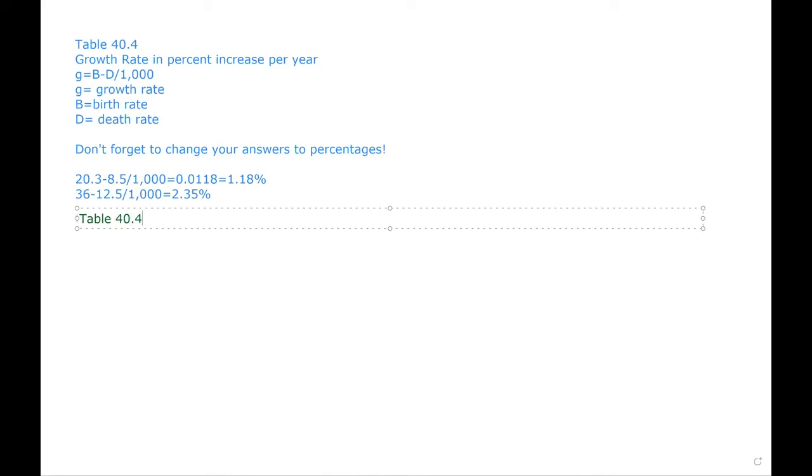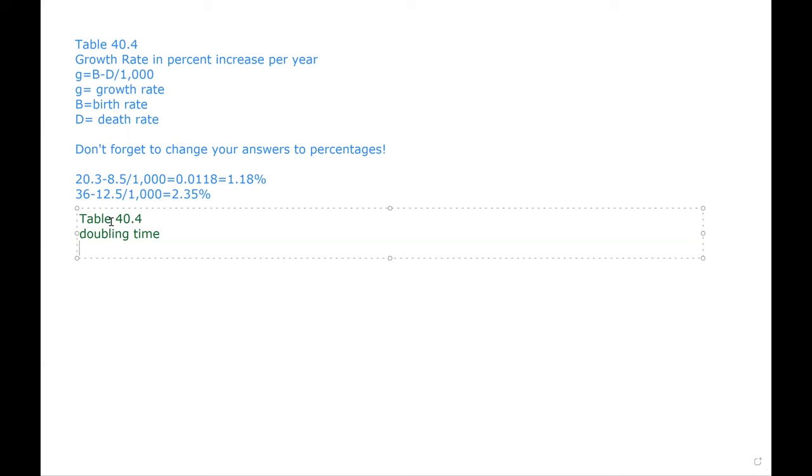For table 40.4 still, but this time we're working on the doubling time. So doubling time in this case is the number of years that it would take Earth's population, or the population of the region given, of humans to double. So back in our earlier exercise, we were told that the doubling time for that bacteria was every half an hour. Obviously, they reproduce much faster than humans.